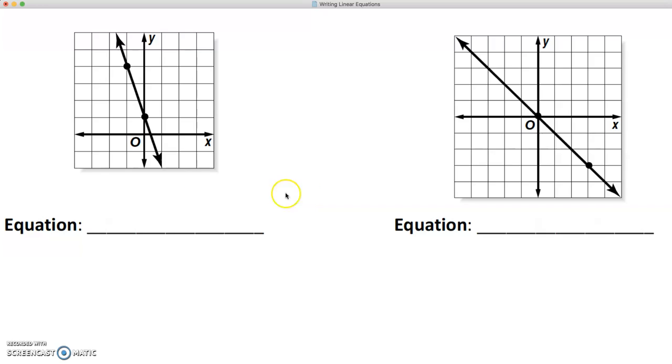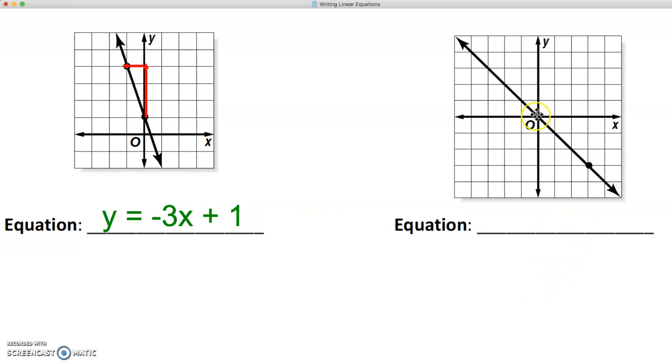All right, we have a few more examples here. In this equation, our y-intercept is +1, and for our slope, we go up 3, but left 1, which makes a slope of -3. So y equals -3x plus 1 is our equation of the line.